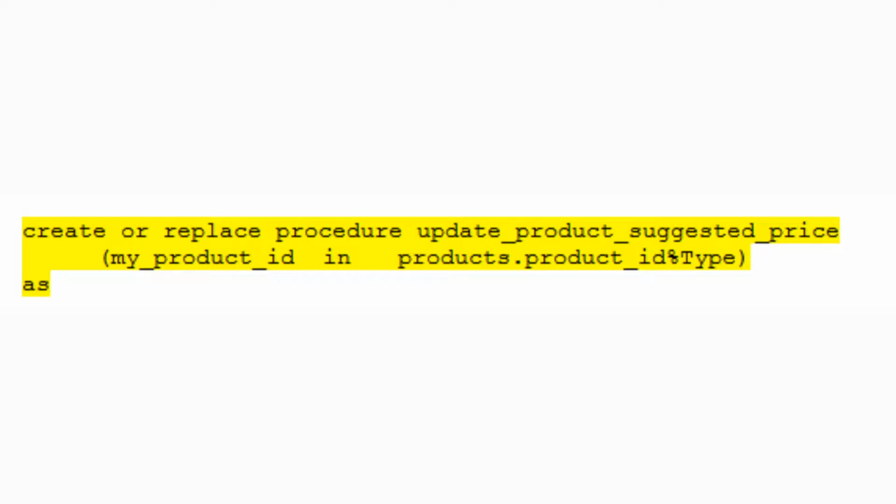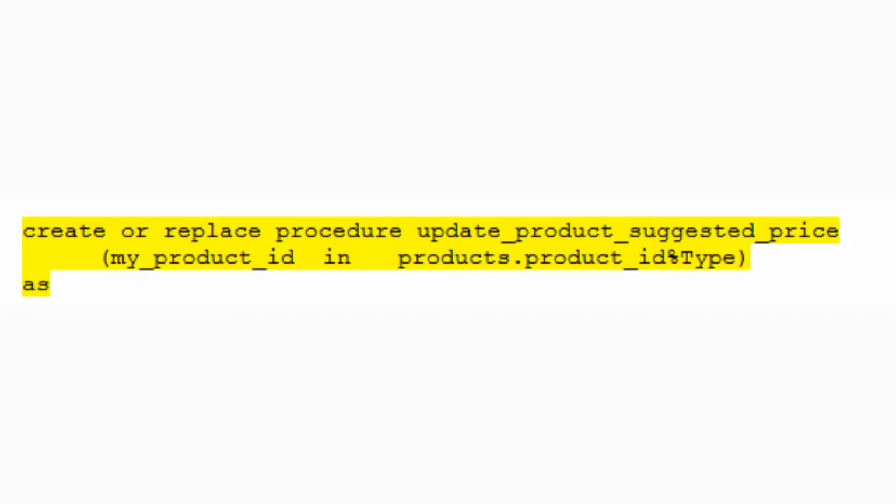Okay, we're going to start with this little procedure named update product suggested price. The basic premise here is we're going to look at all previous sales done on a particular product and update the suggested price of that product to be equal to the average of what we actually sold it for prior. Very straightforward and actually makes some sense in the real world.